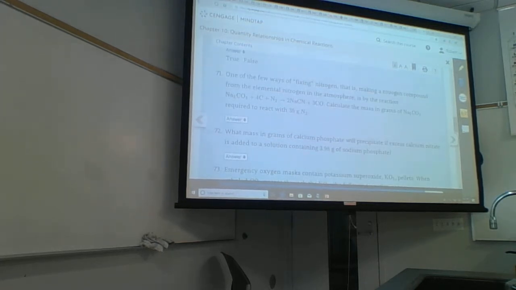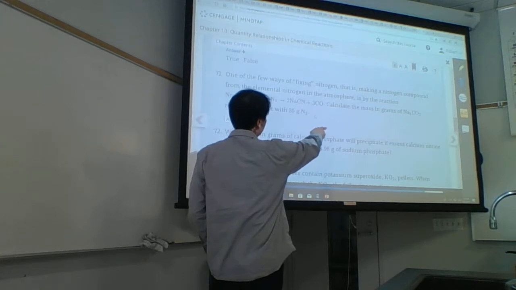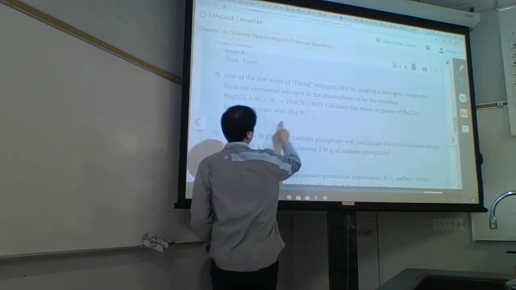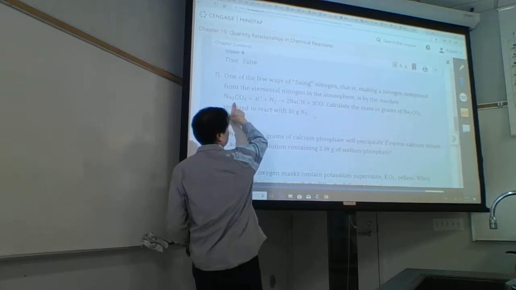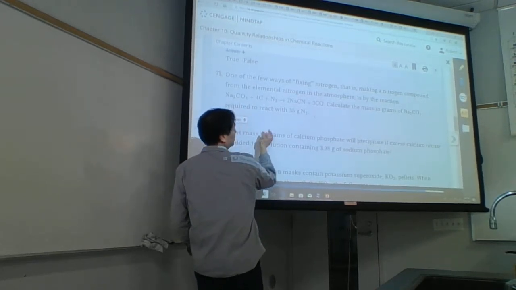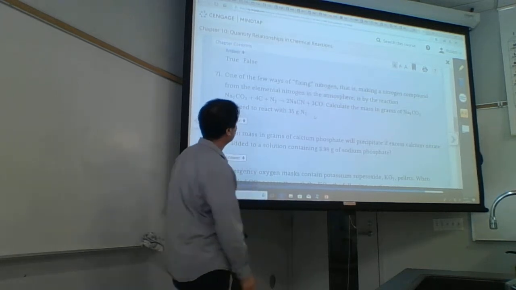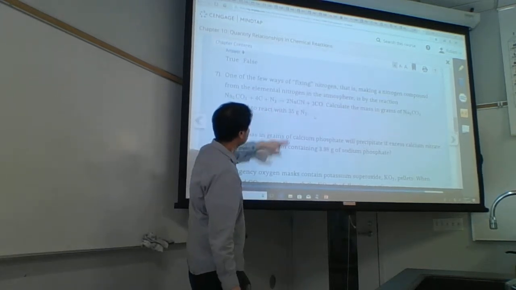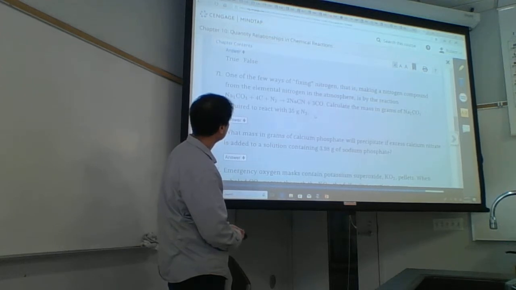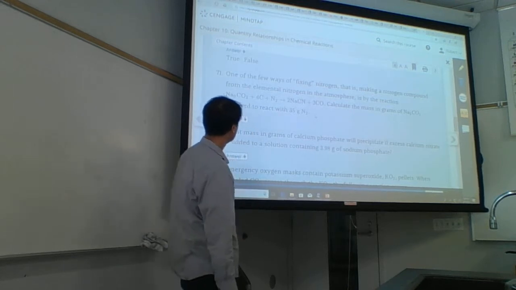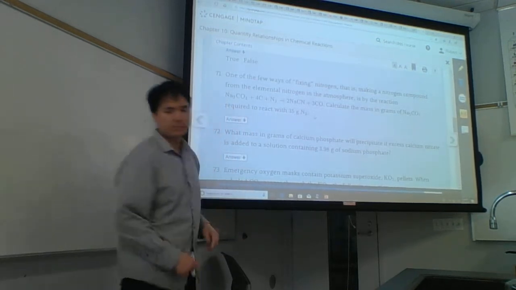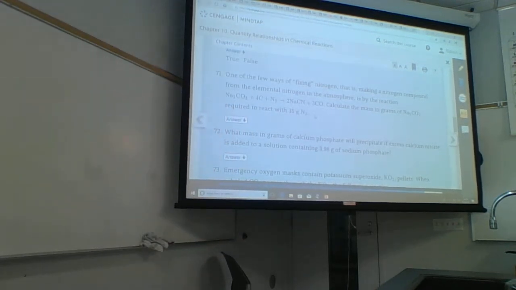71, standard stoichiometry problem. 35 grams of nitrogen. You want to figure out how many grams of sodium carbonate. So 35 grams of nitrogen to moles of nitrogen, to moles of sodium carbonate, to grams of sodium carbonate. We're done. This is just the theoretical yield. This is a redox reaction, kind of a complex one, in which sodium carbonate, carbon, and nitrogen form sodium cyanide and carbon monoxide. Take a look at that.